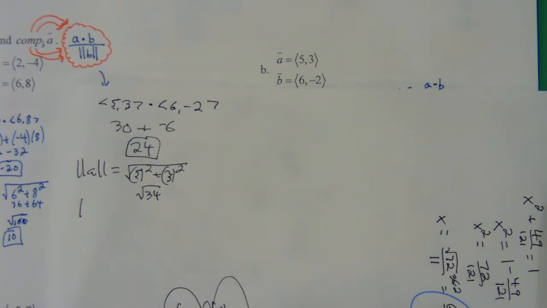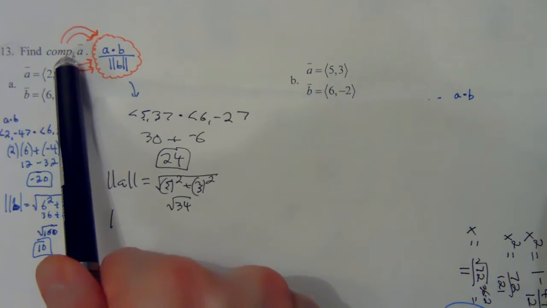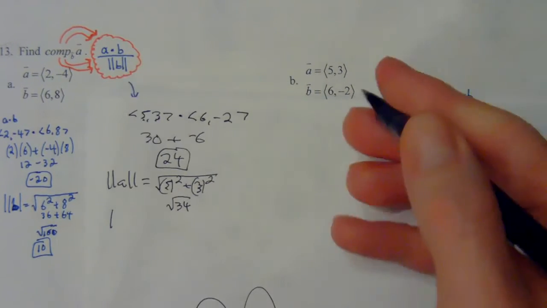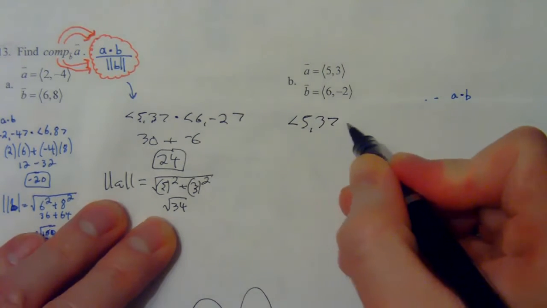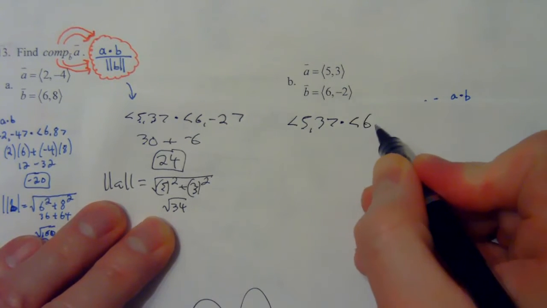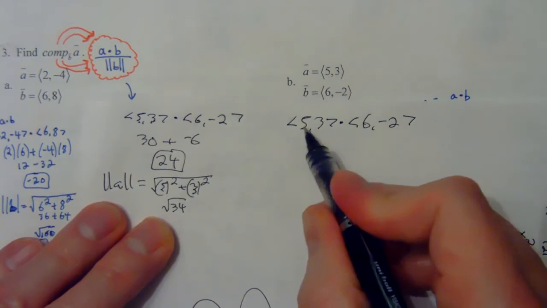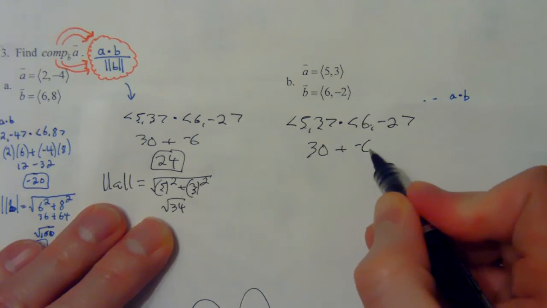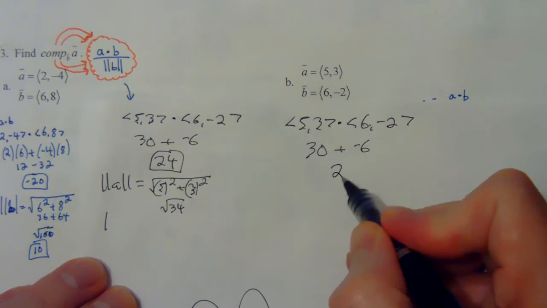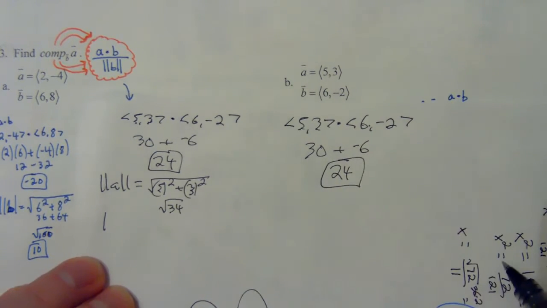So if I want to find the component of A along B, when I see that notation, I'm going to have this formula memorized. And so the first thing I'm going to do is my dot product. So we'll go 5, 3. We're going to do the dot product with 6, negative 2. So I'm going to go 5 times 6, which is 30, plus 3 times negative 2, which is negative 6. And that's going to give me 24 right there, okay?